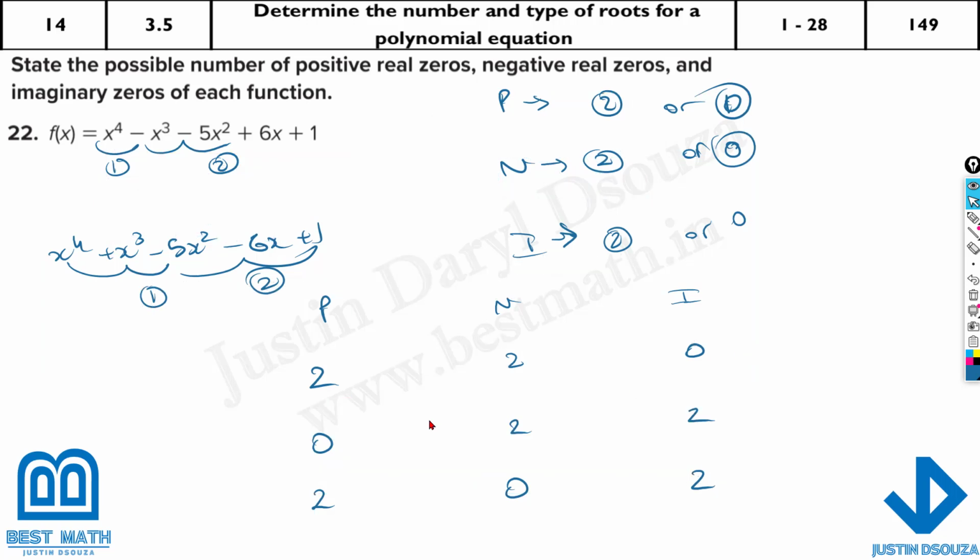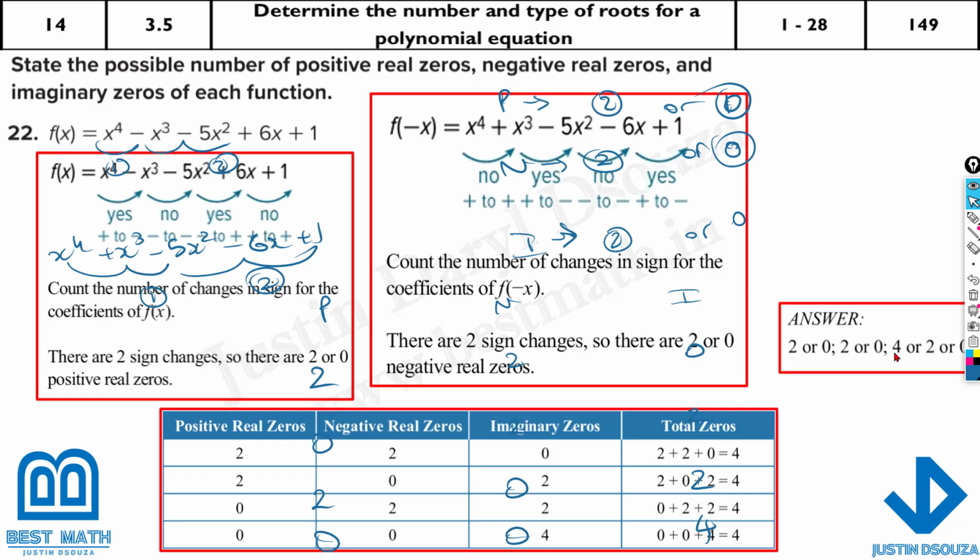Okay, then I missed one more. What is that? Both are 0. What if they both can be 0 as well, right? Then it'll be 4 imaginary roots. So these are all the possibilities. So it should be 2, 2, 0, 0 twice. So this is how we do it. These are all the possibilities.